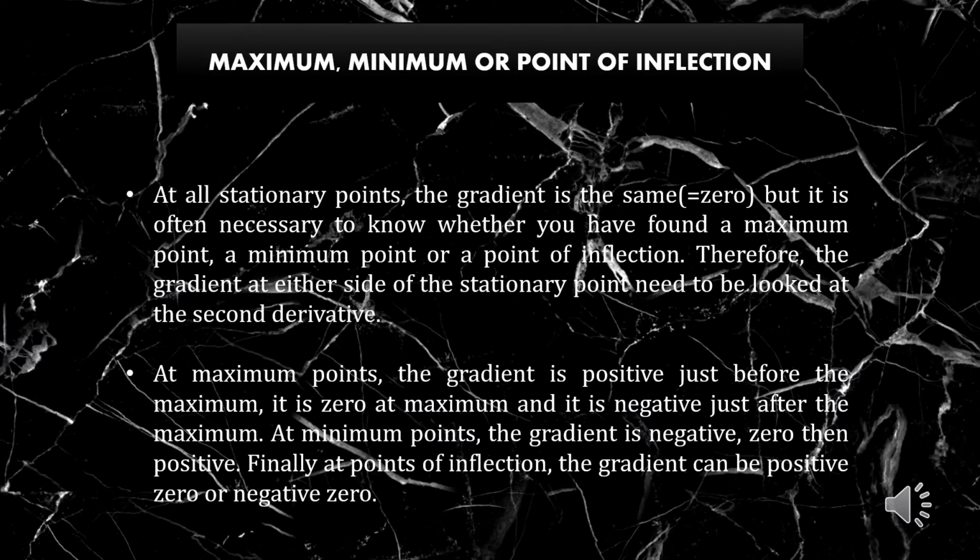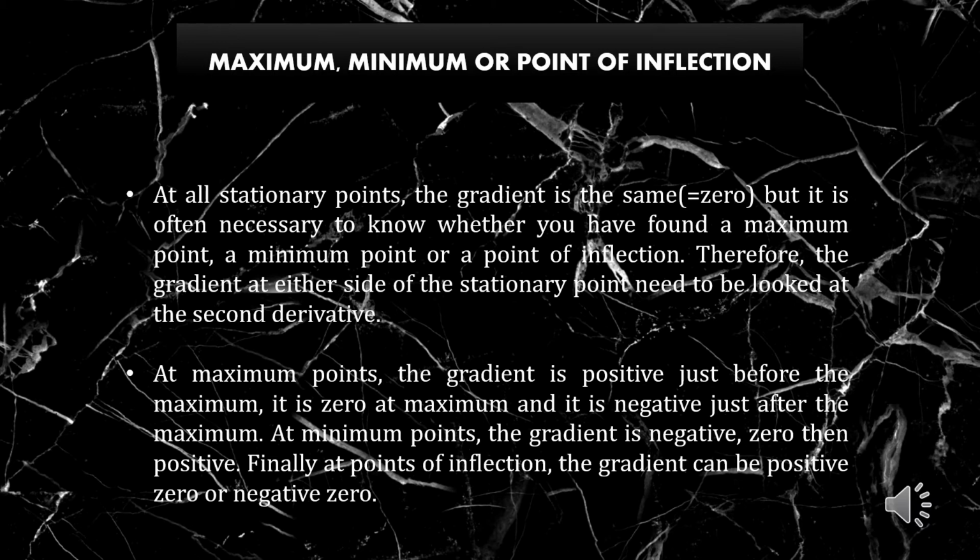Okay, now I will explain about the maximum, minimum or point of inflection. At all stationary points, the gradient is the same, which is equal to 0. But it is often necessary to know whether you have found a maximum point, a minimum point, or a point of inflection. Therefore, the gradient at either side of the stationary point needs to be looked at, or the second derivative.